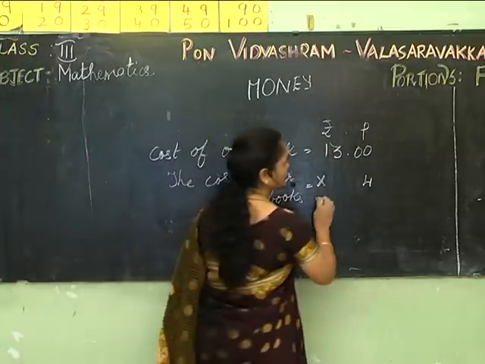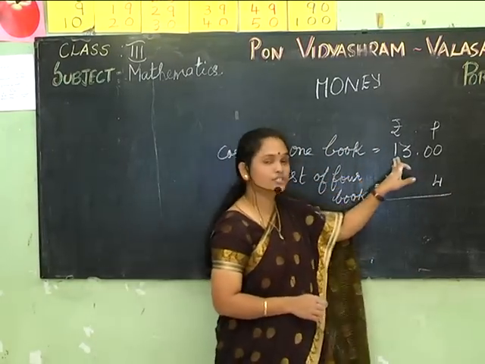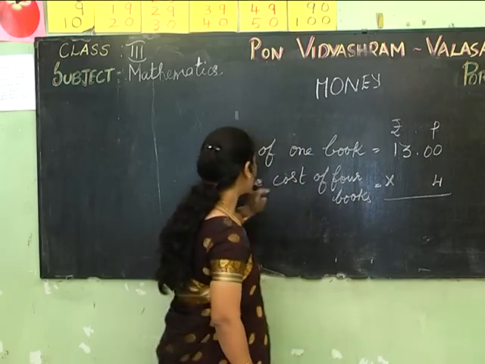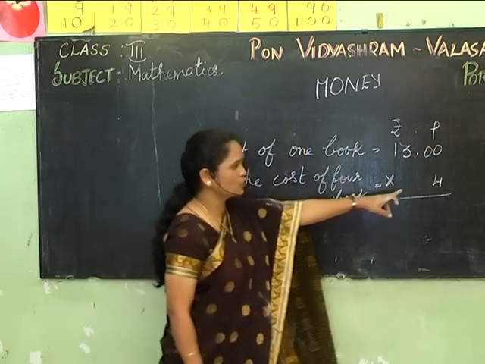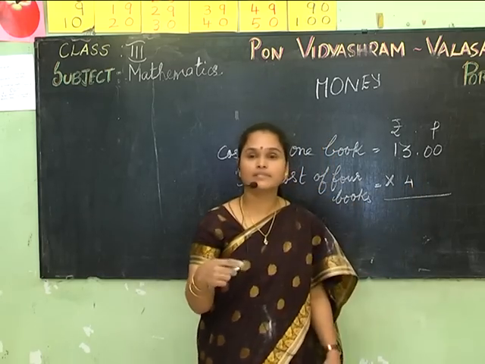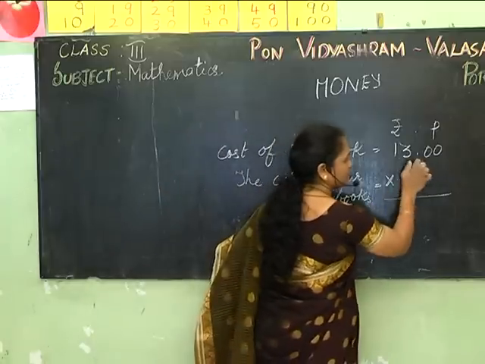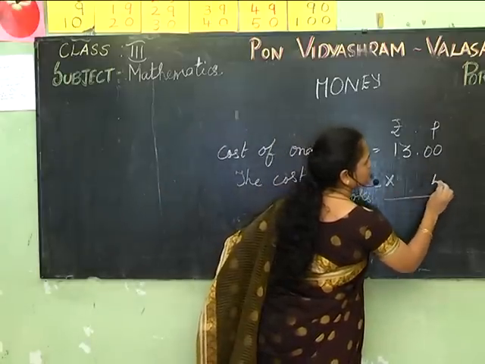Now, children, when writing, please be careful. You have to mention the rupees and say this, the cost of 4 books. You cannot write 4 here because sometimes there may be an error. Please make it a point to write it in the correct place.